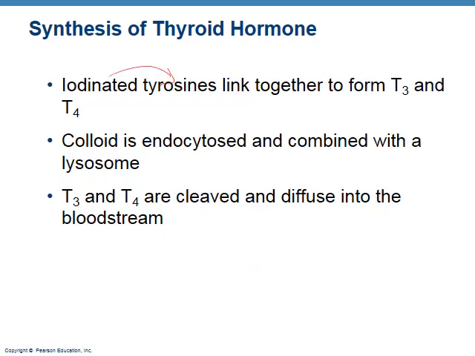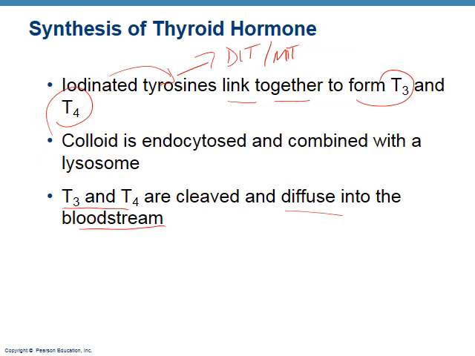Once we have the iodine and the tyrosines linked together, they're talking about the DITs and the MITs. Once you create the DITs and the MITs, we're going to link them together to form the T3 and the T4. T3 and T4 are going to diffuse into the bloodstream.